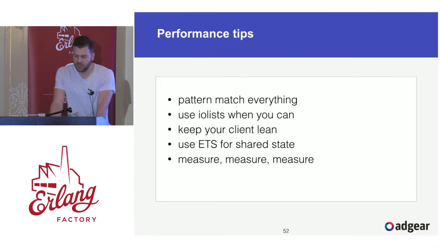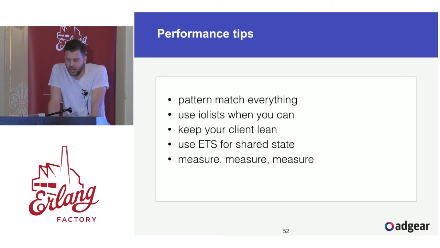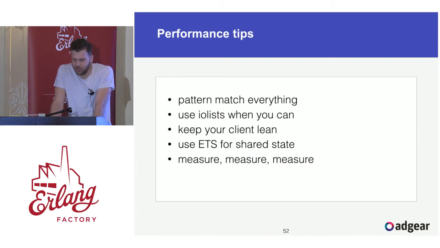So, some tips and tricks. If you're building your own client, you should pattern match as much as possible. It's efficient, and I also think it's easier to read than big cases and cases. So for maintainability and performance reasons, I suggest you use pattern matching as much as possible. Use IO lists as much as possible. If you don't need to create a binary, you'll save allocations. So as much as possible, try to be lazy and not create binaries.